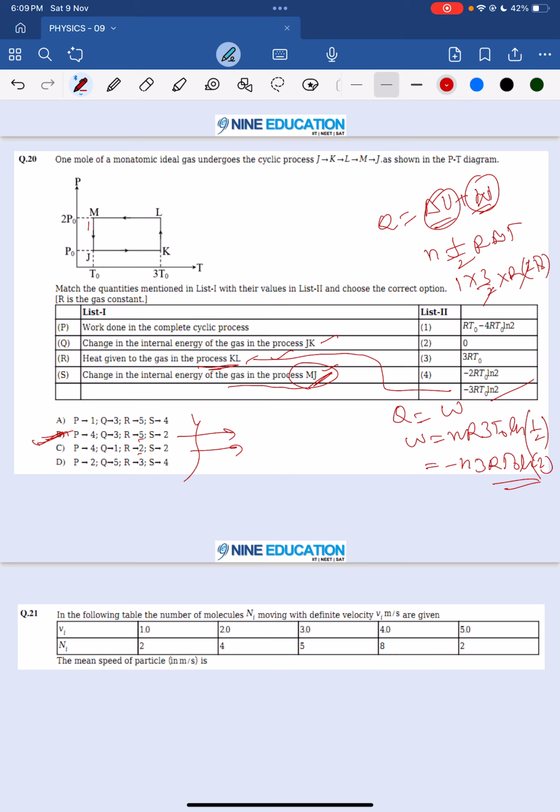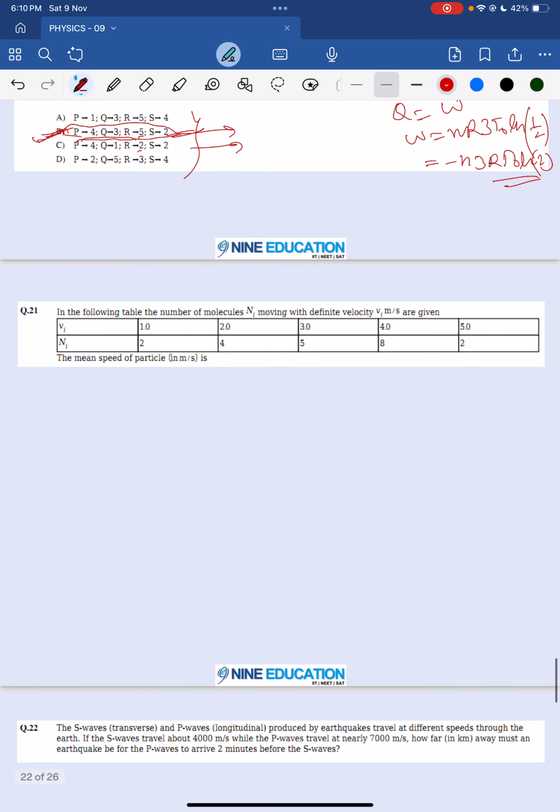So the change in the internal energy of the process JK is going to become 3RT. So q has to be 3. Sir, we got our answer, q is 3, and this is what we have got correctly. But likewise we can solve the work done also for the whole cycle. All right kids, next one. What is the next question we are having here?